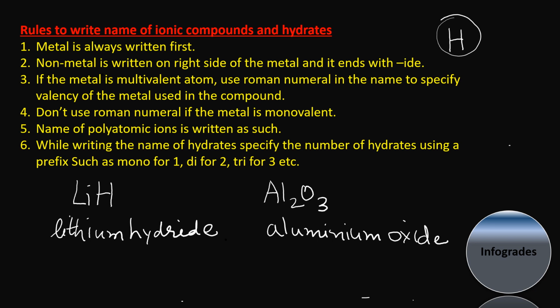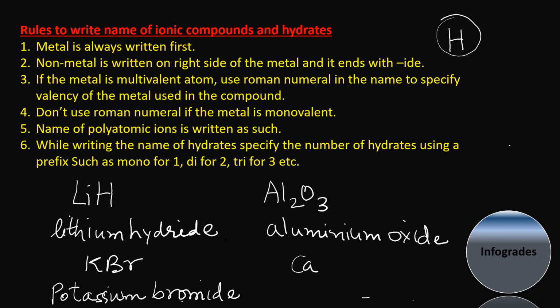For example, if I have KBr given, the name will be potassium. K is potassium. Bromide. Same way, potassium bromide. If it is Ca, let's say, sulfate.